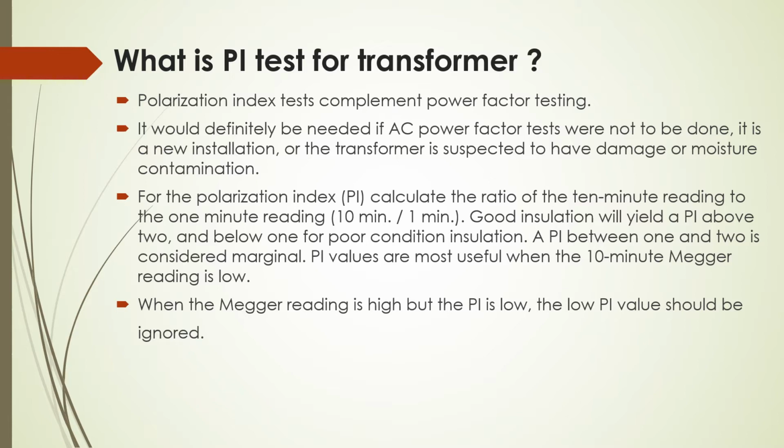For the PI test, calculate the ratio of 10-minute reading to the 1-minute reading. Good insulation will yield a PI above 2 and below 1 for poor insulation condition. A PI between 1 to 2 is considered marginal. PI values are most useful when 10-minute mega reading is low. When the mega reading is high but the PI is low, the low PI value should be ignored.